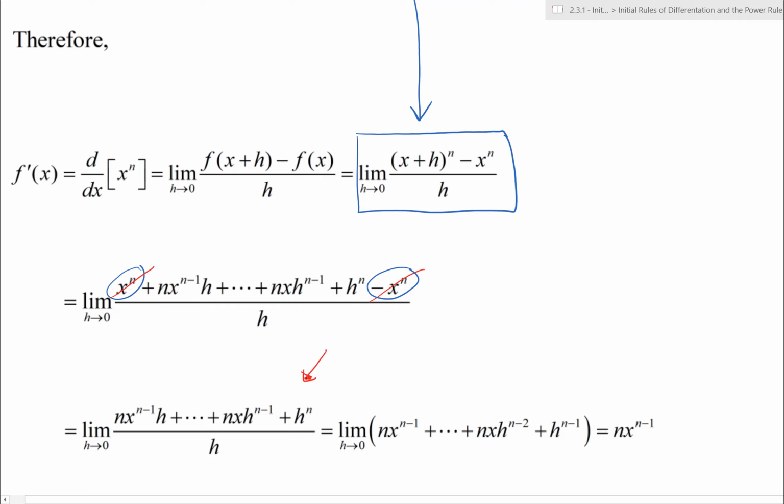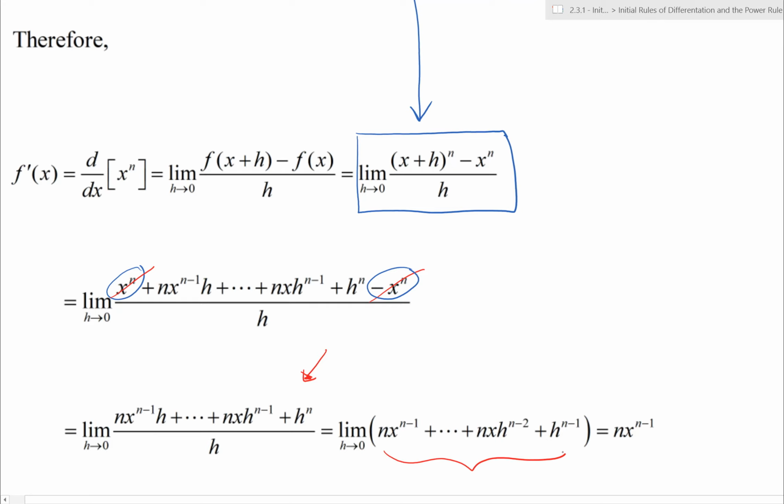And notice that all the terms in the numerator have a factor of at least an h in them. And so what I do next is every single one of these terms, all of them, I reduce the power of h by 1 so that it cancels out with the common factor of h down in the denominator. So when we do that, we're left with this inside of our limit.